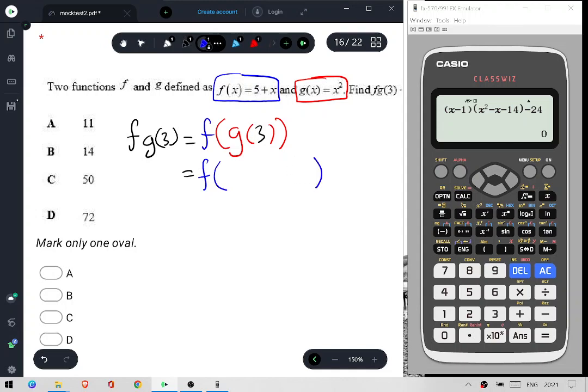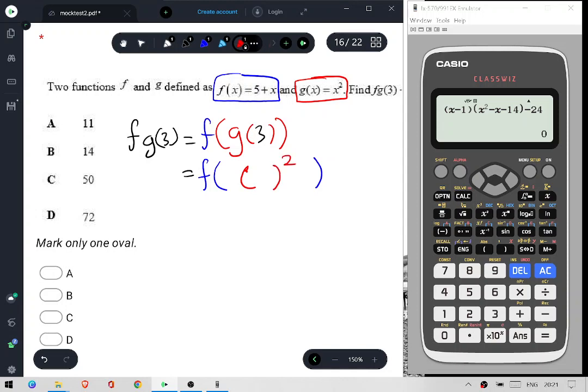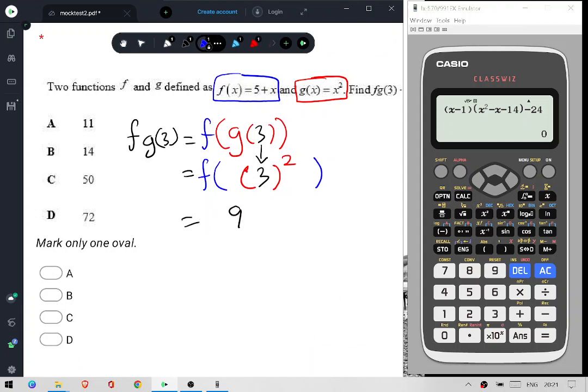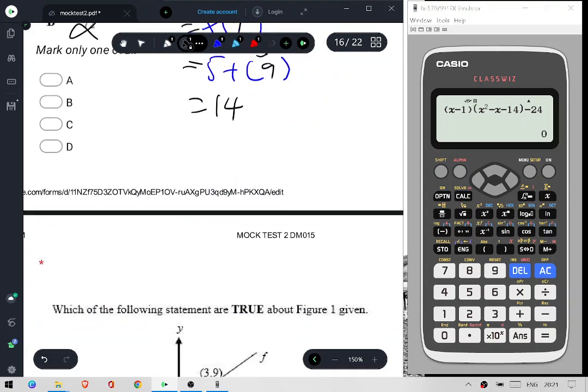Maybe we need to use this one. Okay. What is g(x)? g(x) is x squared. g(3) is just an empty bracket squared. What is the inside? The inside is 3. Okay, so we have 9 over there. Now f. What is f? F is 5 plus bracket. Now, what is the inside now? The inside now is 9. Okay, therefore the answer is B, 14. Not this one, not this one, not this one.